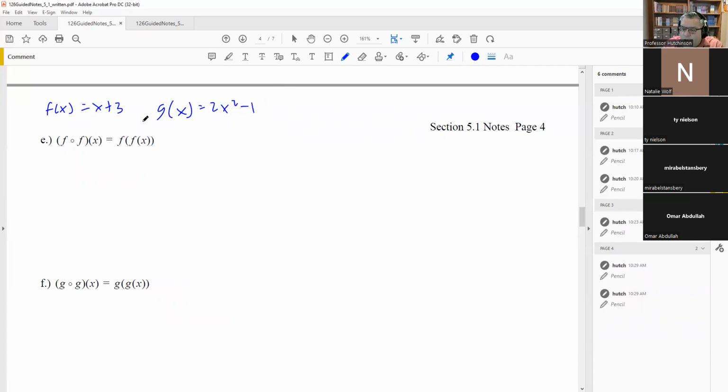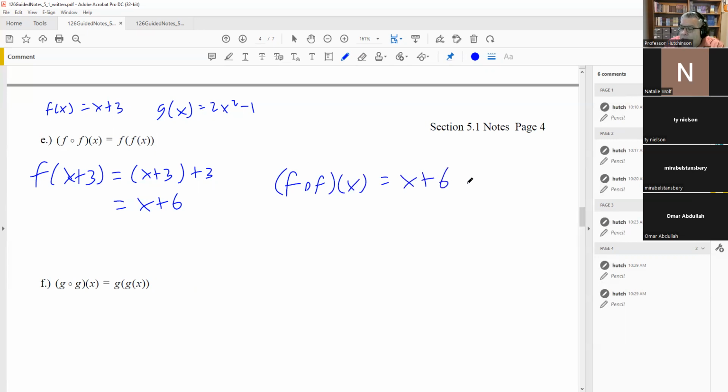Okay, so now the first thing we'll do is f of f of x, which means that I want to put x plus 3 into itself. Now to do this, I'm just going to replace the x there with a blank. So I have a blank plus 3. The space gets filled in with x plus 3. So I'm putting x plus 3 in place of the x here. If I simplify that, x plus 6 is what we end up getting. So f of f of x is equal to x plus 6, and that's going to be our answer there.